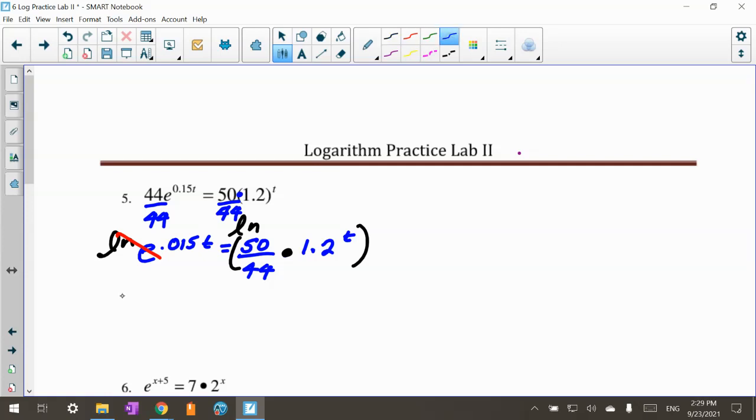So I have... it's 0.015, not 0.15. I wondered why that looked weird. It's 0.015. I'm sorry about that. I wasn't trying to trick you or anything. That was an accident.